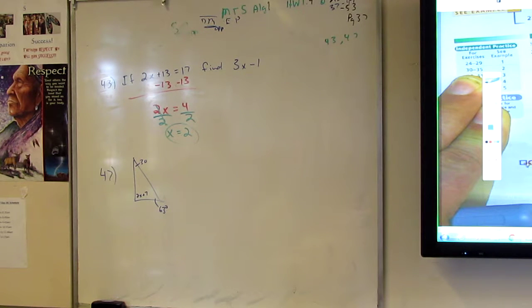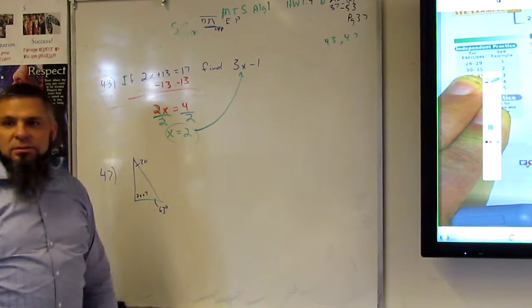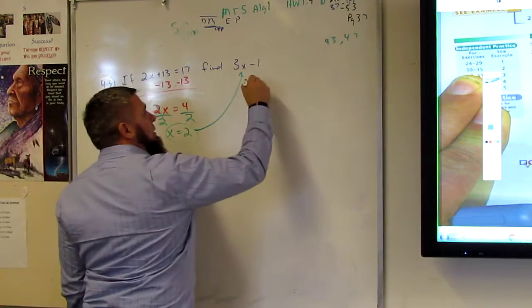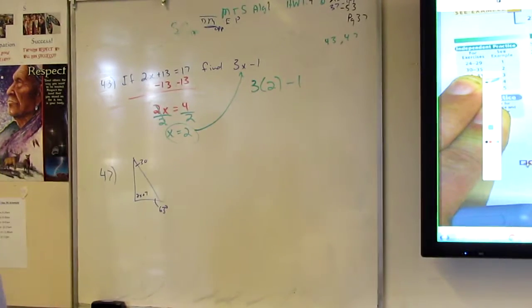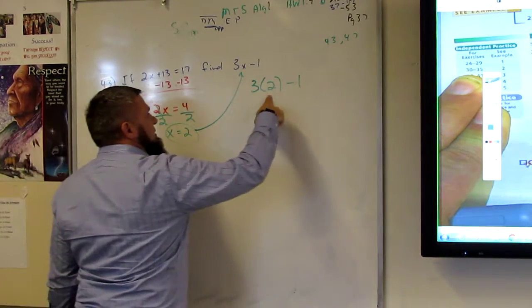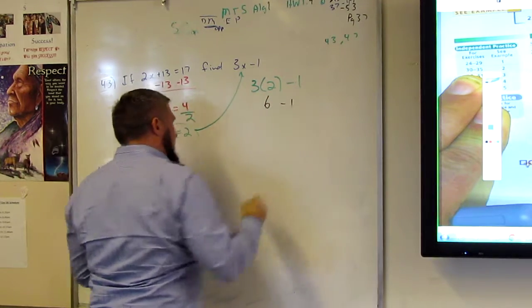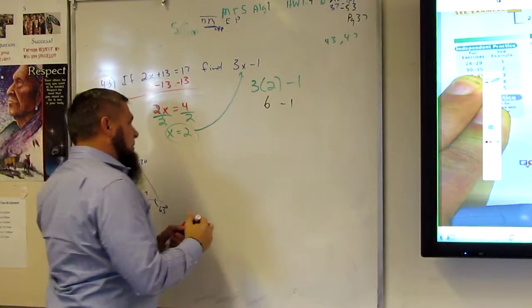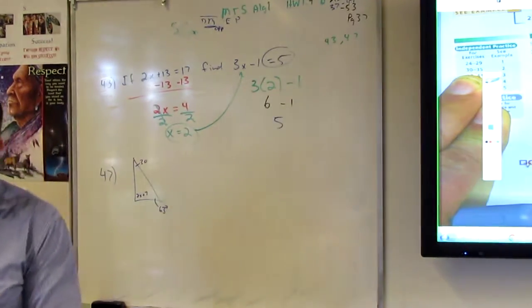Common sense. First one. What do I do? Plug it in. 3 times 2 minus 1. That's all you're doing. You found x, and now you're putting it into the function. 3 times 2 is 6. 6 minus 1 is 5. So it equals 5. And that's simple.